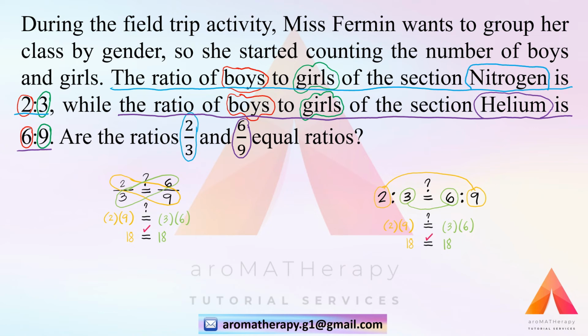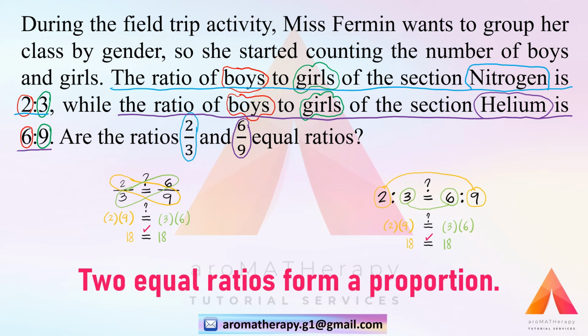So in proportion, the product of the means is always equal to the product of extremes. And they are also equal ratios. Okay? Therefore, two equal ratios form a proportion.